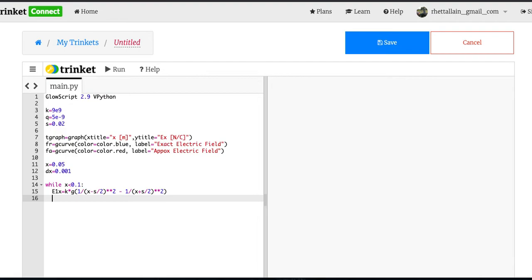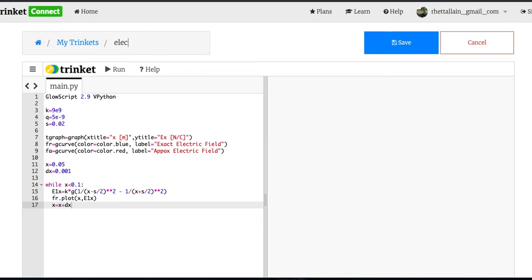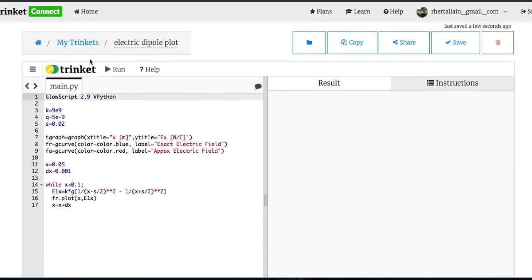Okay, and let's just plot that. So this is fr.plot. The x value is going to be x, the y value is going to be E1x. And then I need to increase x so that I can move up: x equals x plus dx. I think that might work. Let's name this electric dipole plot. Save. Run it.